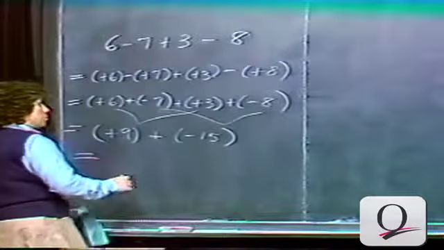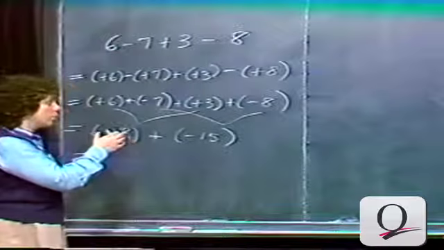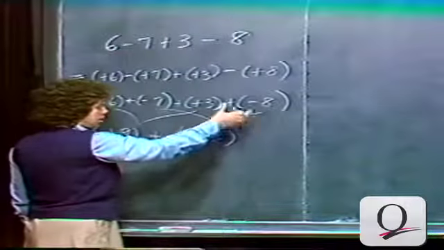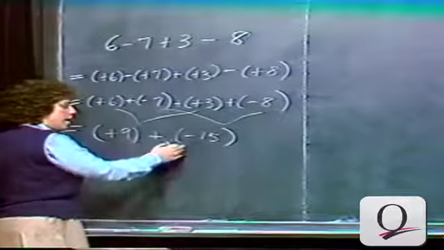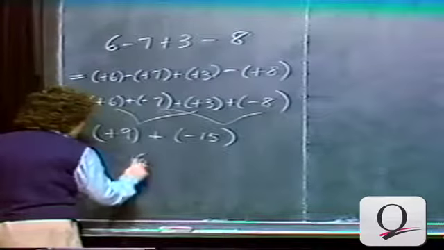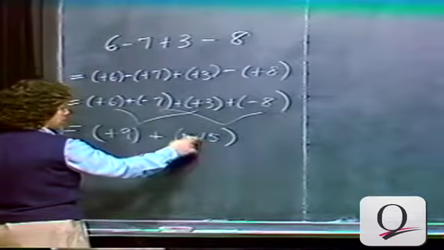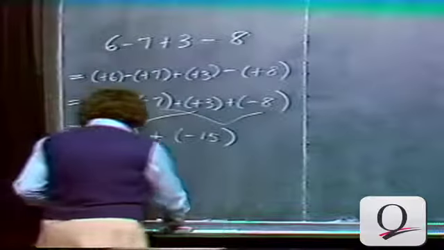And that leaves us with, in other words, we take all the pluses together, handle that, add them up and prefix with the common sign, all the minuses together, prefix with the common sign, and that leaves us with a positive and a negative to add. We do that by subtraction. 15 take away 9 is 6. The larger number was the 15, and it had a minus sign, so the answer is -6.